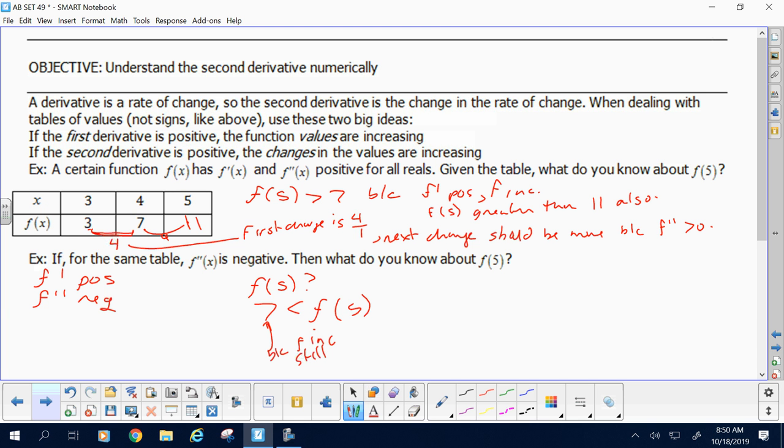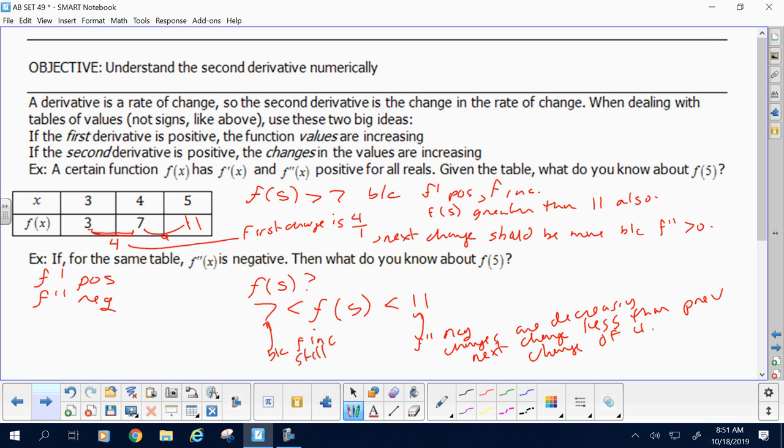All right? But why do you say it has to be less than 11? Yeah, if f double prime is negative, then the changes need to be smaller or decreasing. So the next change is less than the previous change of 4. So if it was at 7 and it needs to change less than 4, then that means it would have to end at something less than 11. You follow?